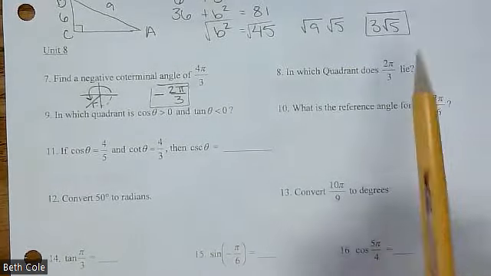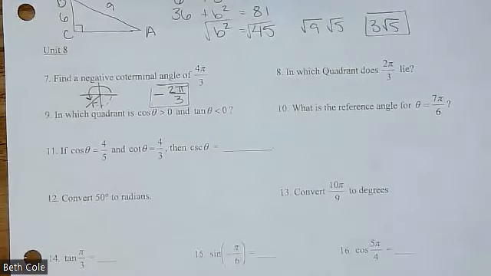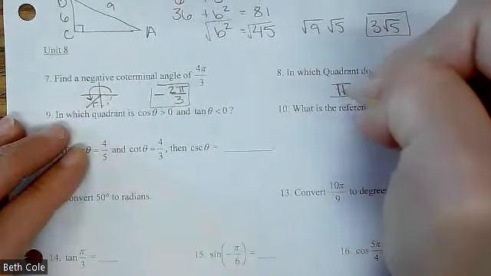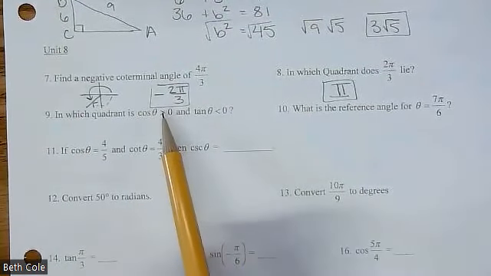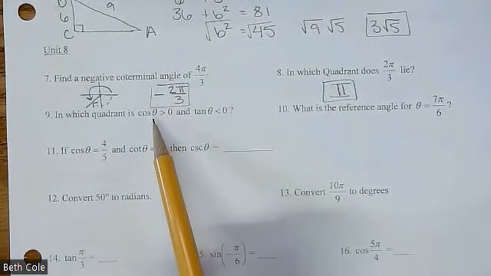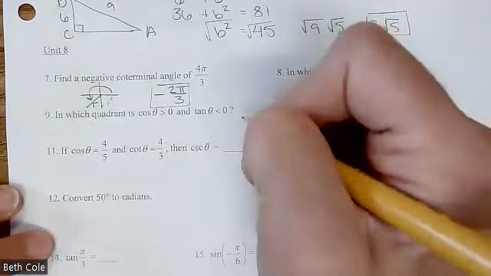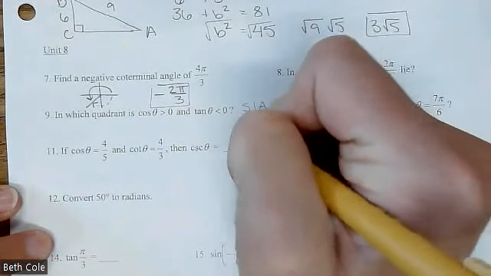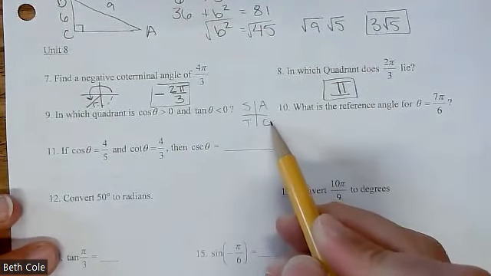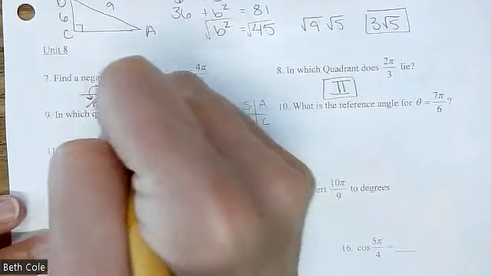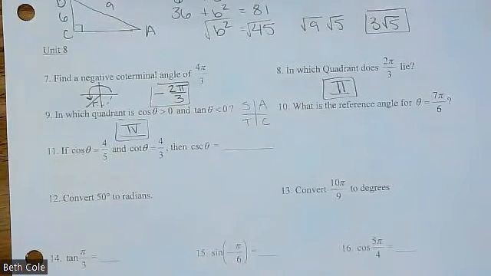All right, so what quadrant is 2 pi over 3 in? 2. That's kind of just knowing your unit circle. All right, in what quadrant is cosine positive, but tangent is negative? This is that all students take calculus if you wanted to remember it that way. Cosine is positive in quadrant 4. So 4 is your answer then.